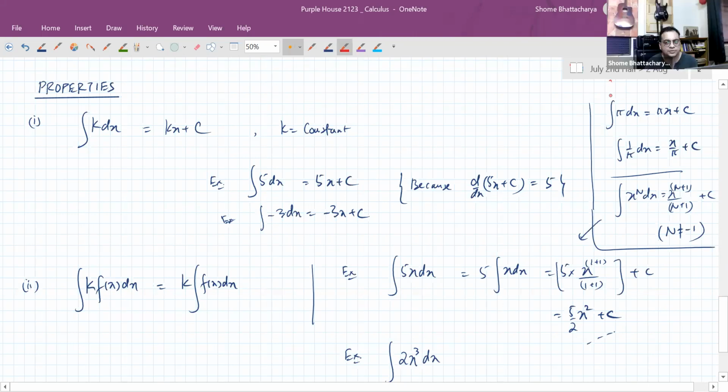So like that, for example, if we are integrating 1 by 10 with respect to x. Now 1 by 10 is just a constant. So integration of k dx is kx. So that is 1 by 10 into x. So that is x by 10 plus c.